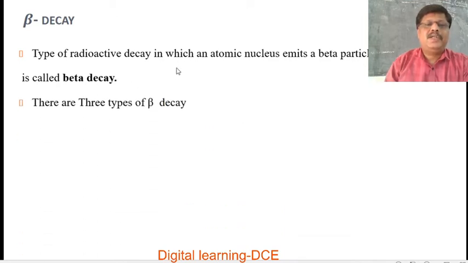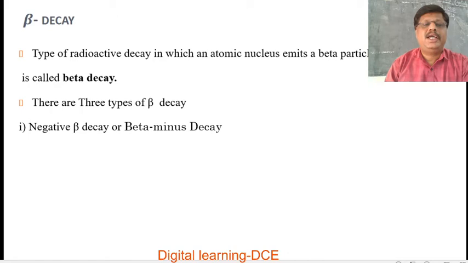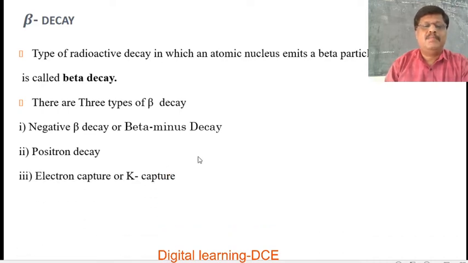So, types of radioactive decay. Beta decay is the type of radioactive decay in which an atomic nucleus emits a beta particle. There are three types of beta decay. One is negative beta decay or beta minus decay, the second one is positron decay or beta plus decay, and the third one is orbital electron capture or K capture.